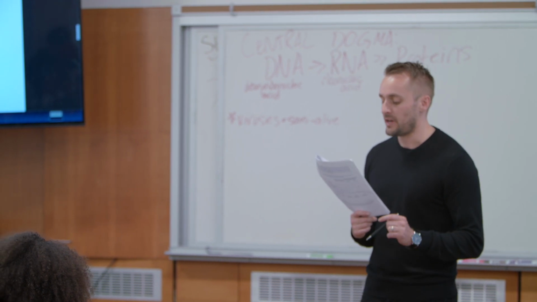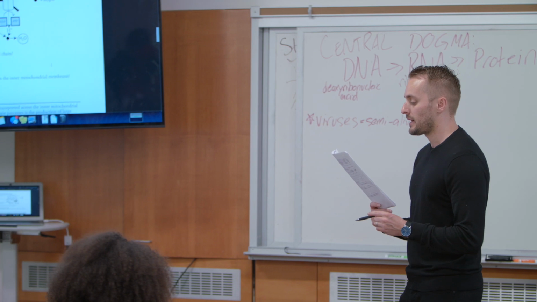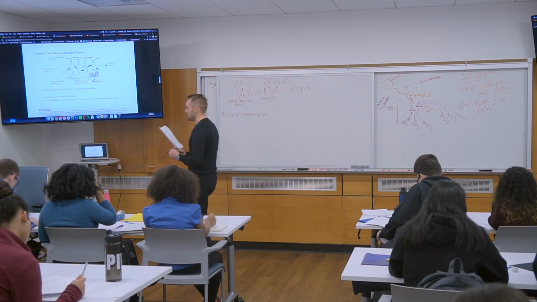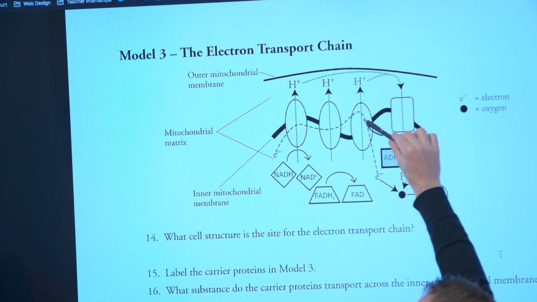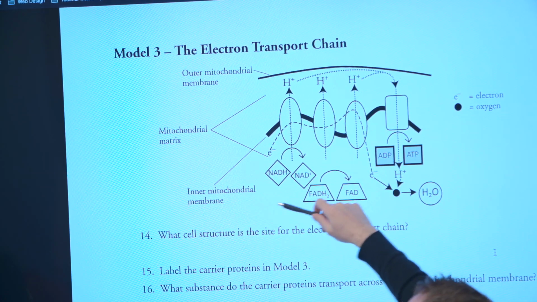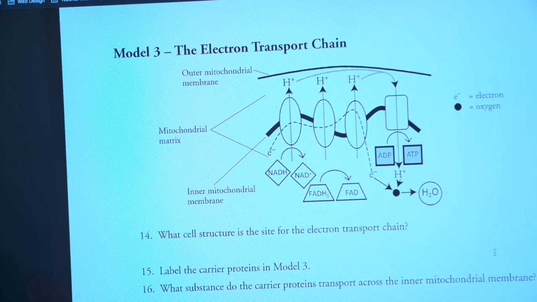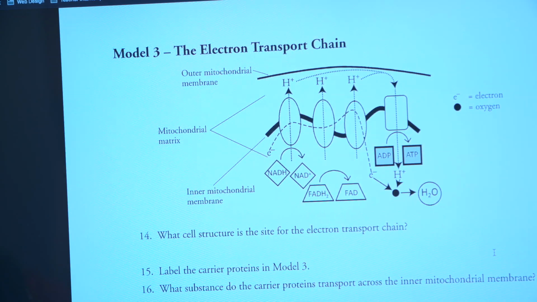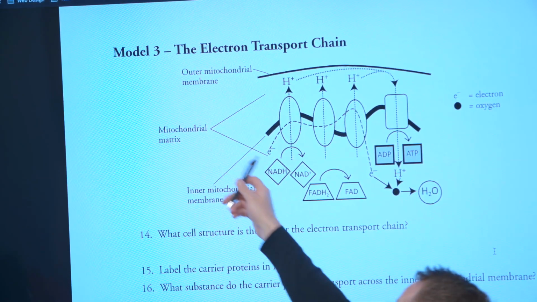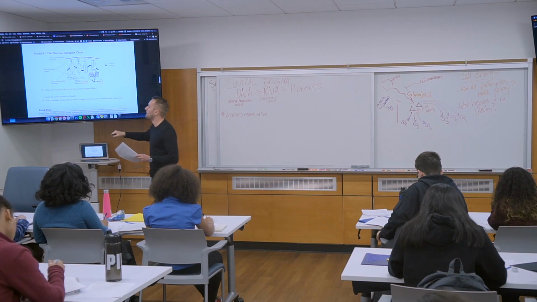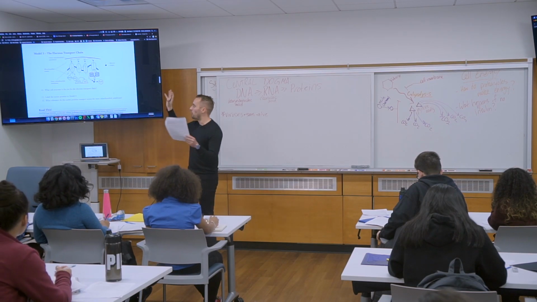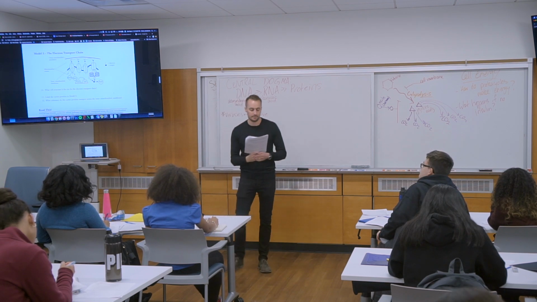What cell structure is the site for the electron transport chain? So the electron transport chain is this electron kind of moving through here. What is the site for it? We could say it's kind of the mitochondrial matrix. Now it occurs within the mitochondrial membrane, but it kind of occurs throughout this whole mitochondrial matrix.